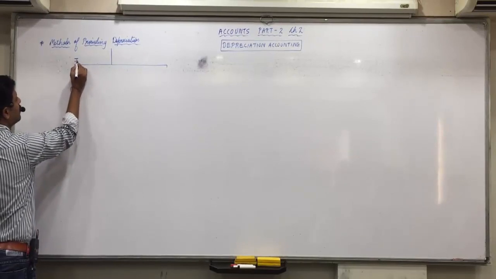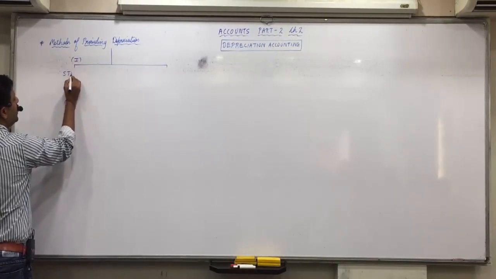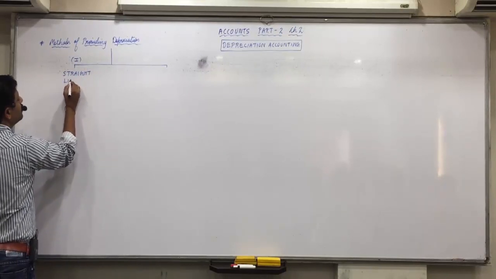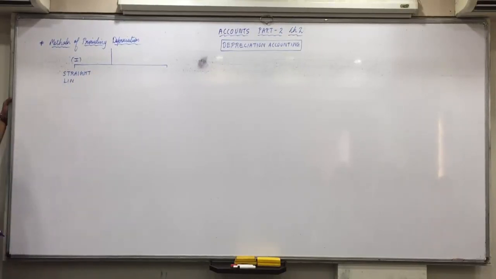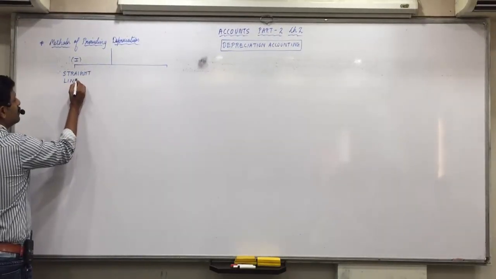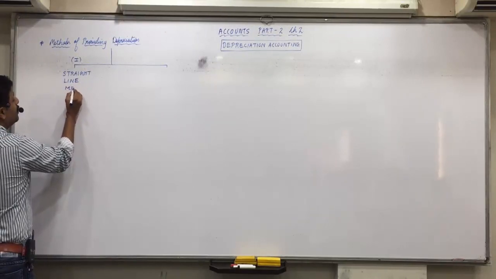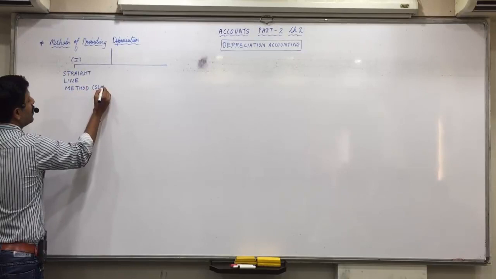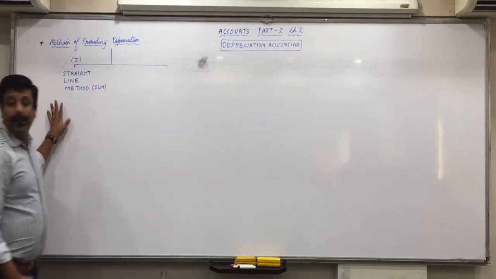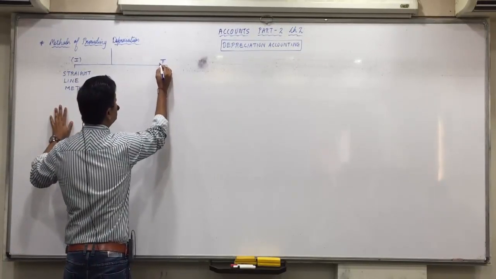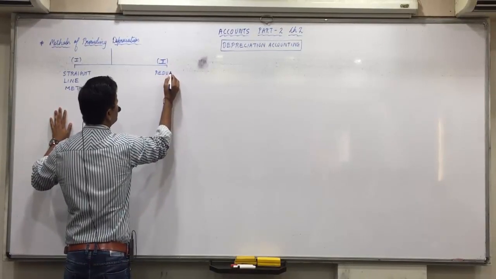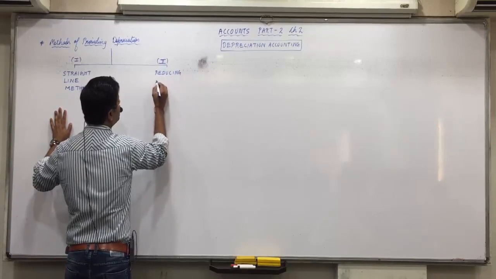One is the straight line method, SLM, and the other one is the reducing balance method, RBM.